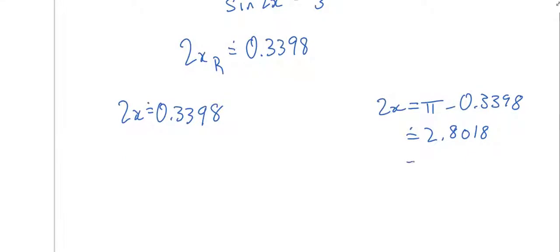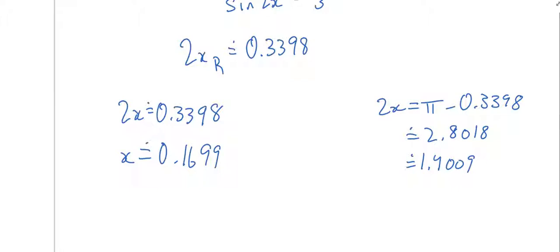Now you divide by 2. Divide them both by 2. So x equals 0.1699, yep. The first one divided by 2, and the second one divided by 2 is 1.4009. Is that right? Yep, confirm that.